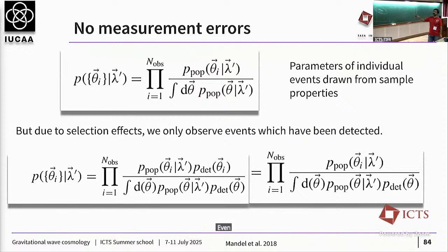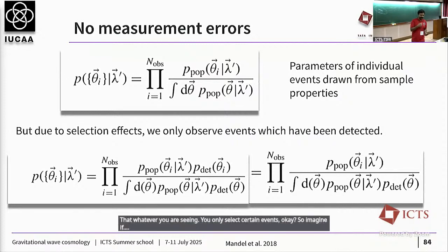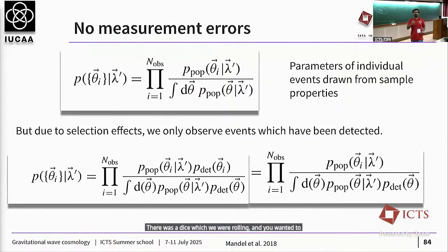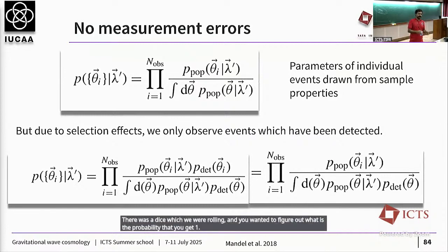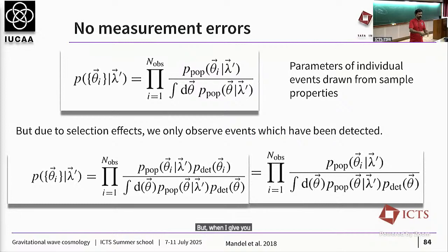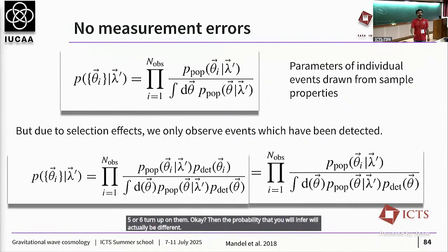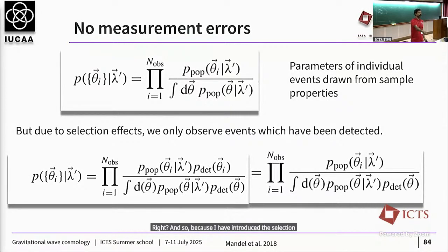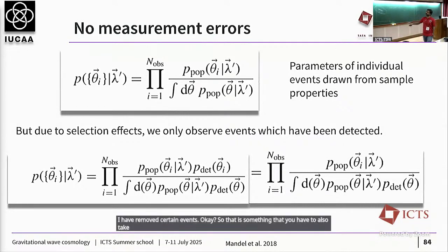Even in the absence of error bars, what you have to worry about are selection effects. Whatever you are seeing, you only select certain events. Imagine there was a dice which we are rolling and you wanted to figure out the probability that you get 1. But when I give you the rolls of this dice, I never give you events which have 5 or 6 turn up on them. Then the probability that you will infer will actually be different, right? Because I have introduced a selection effect on top of it, I have removed certain events. So that is something that you also have to take care of. So how do you take care of that?